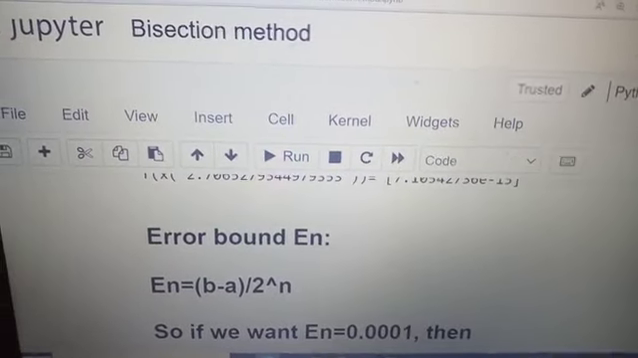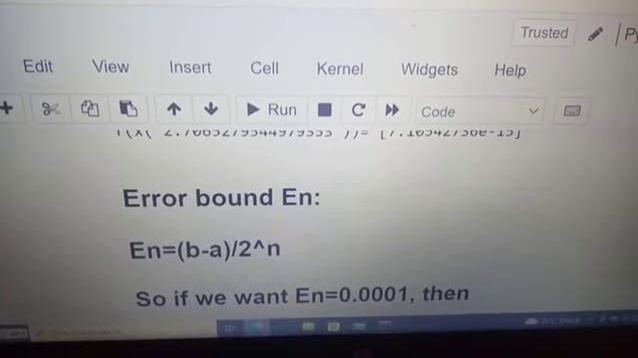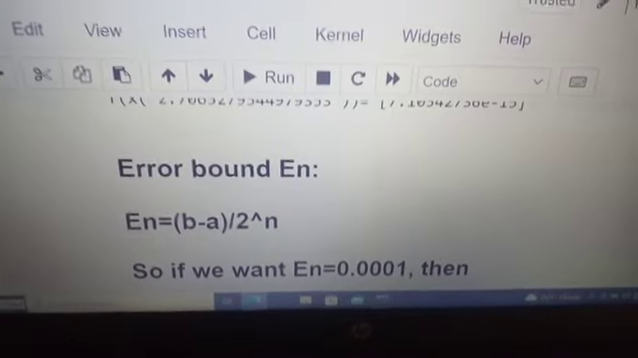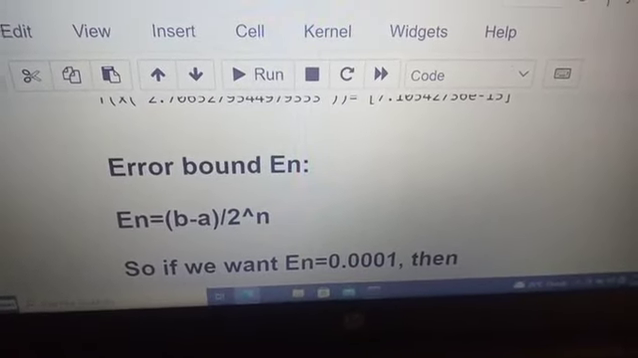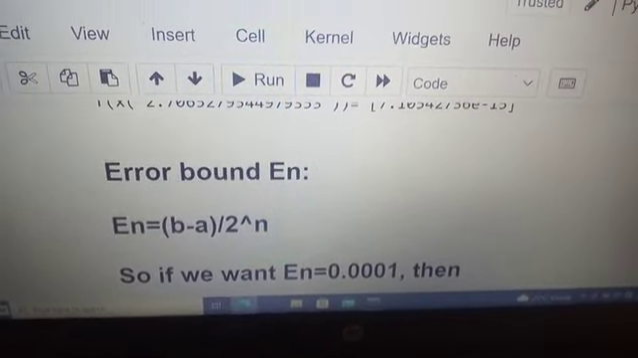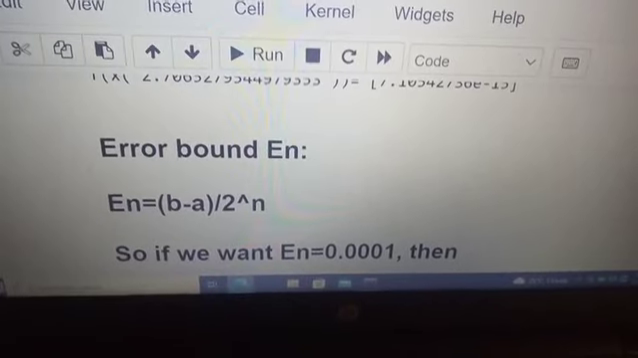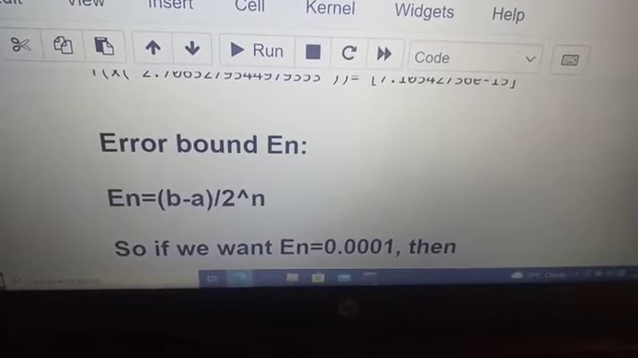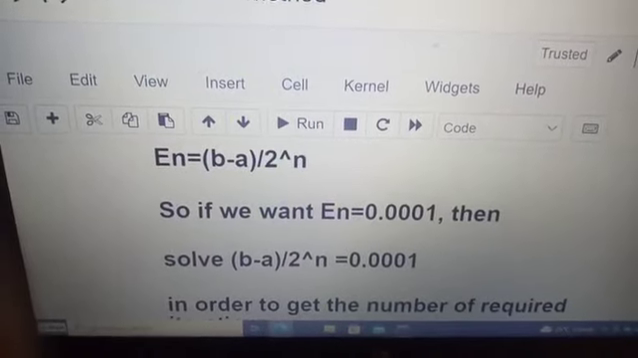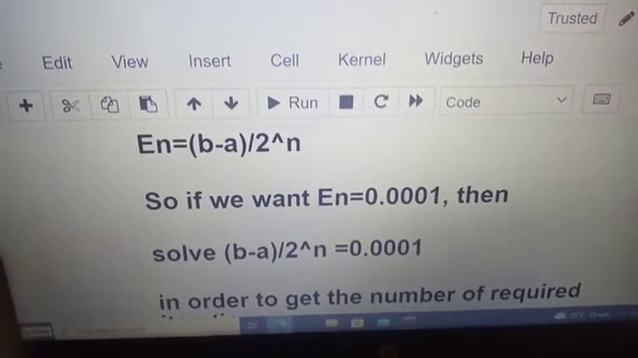Just after that, we see the error bound. Usually, in every bisection method, the error bound is given by b minus a over 2 raised to the power n. Why do we use this? We use it if we want to find out the number of iterations we need when we have imposed existing criteria. Supposing we want the error bound to be 0.001, then equating this with b minus a over 2 to the power n and solving for n gives you the number of iterations.